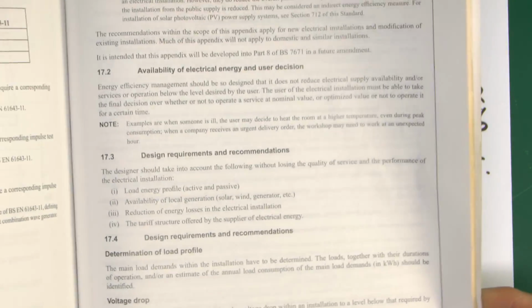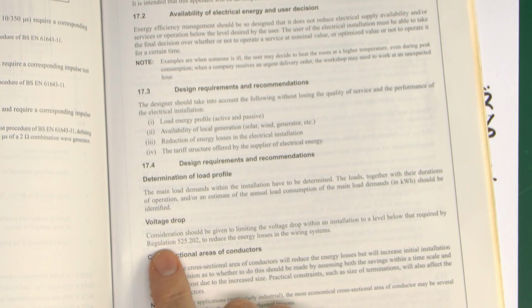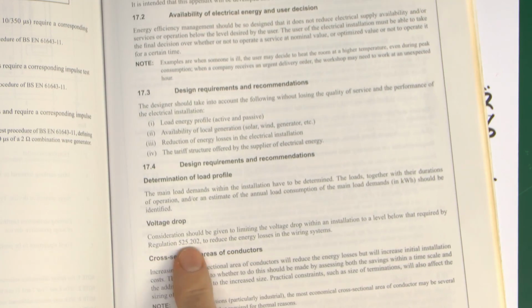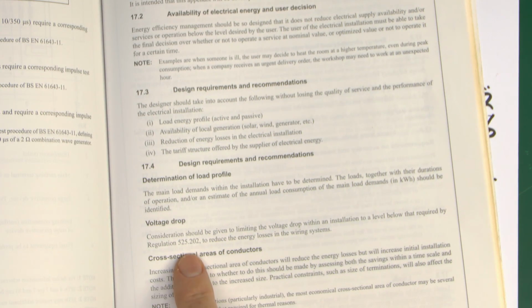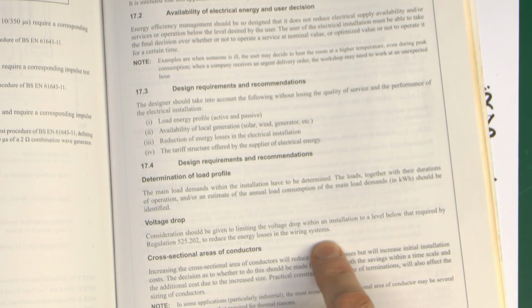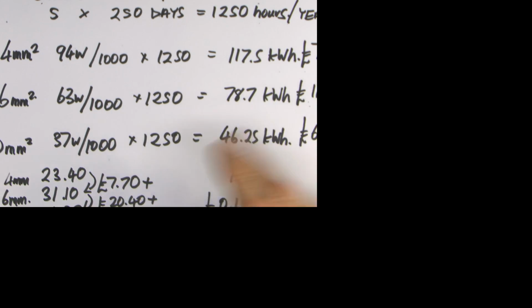And if you have a look down inside here, we can see what it has here about voltage drop. Consideration should be given to limiting the voltage drop within installation to a level below that required by regulation 525202, which is the one about the 3 and 5%, to reduce the energy losses in the wiring system. So that's exactly what we've been looking at here. How much energy is wasted in just the cables themselves, and is installing bigger cables for a fairly small extra cost worthwhile in terms of savings financially, and also for not wasting energy and destroying the environment.